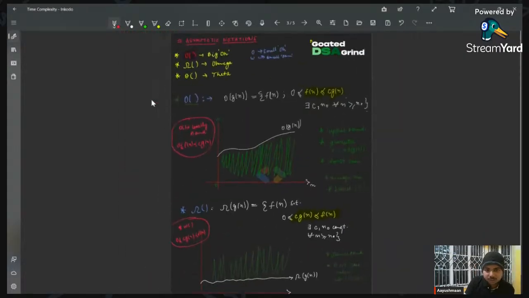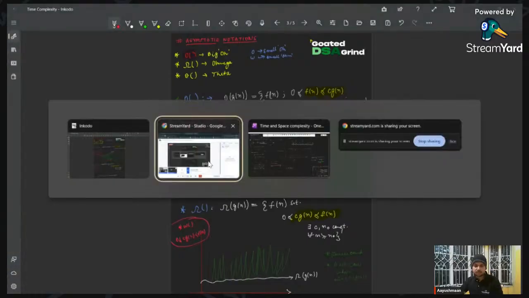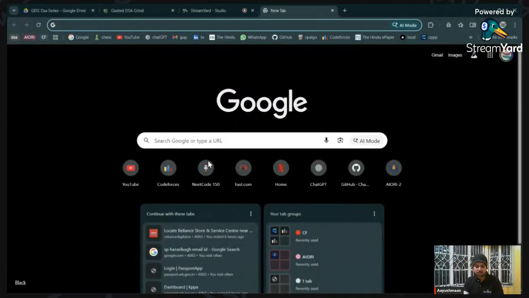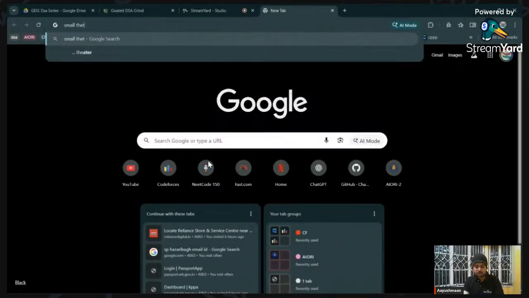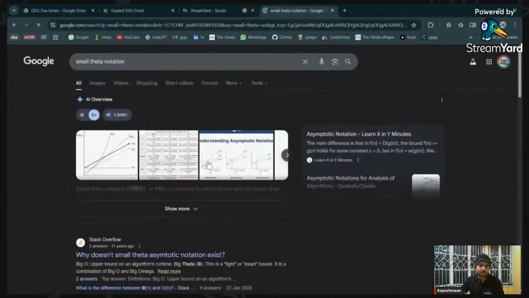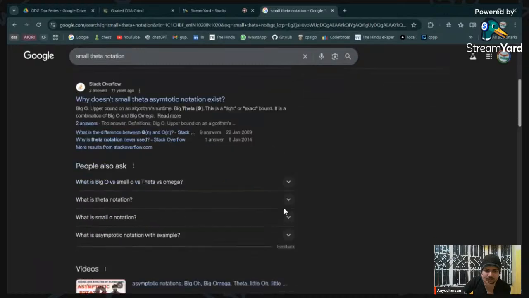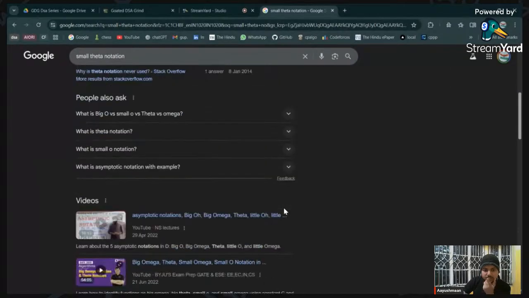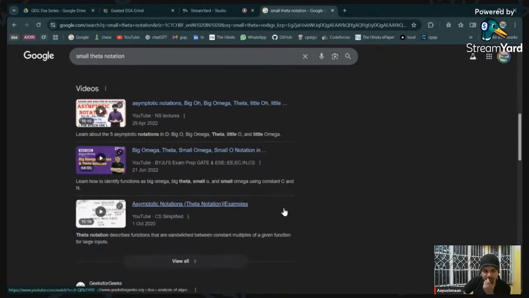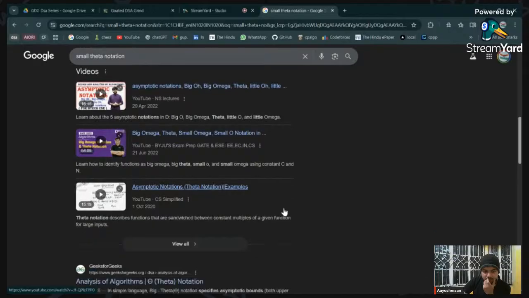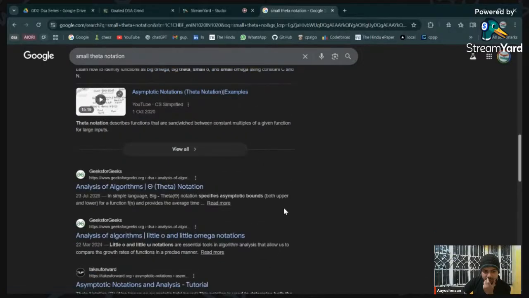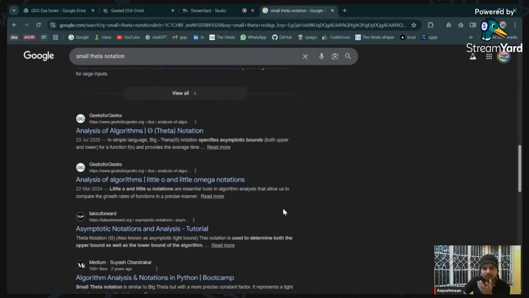स्मॉल थीटा का नोटेशन पता नहीं भाई होता है कि नहीं, let's check, we are learning here so why not. Small theta notation. Yes, see, why doesn't small theta asymptotic notation exist? But हम कहीं तो देखे हैं, मेरे को जहाँ तक याद है, they have talked about small theta. Okay, let's not waste time, both upper and lower.